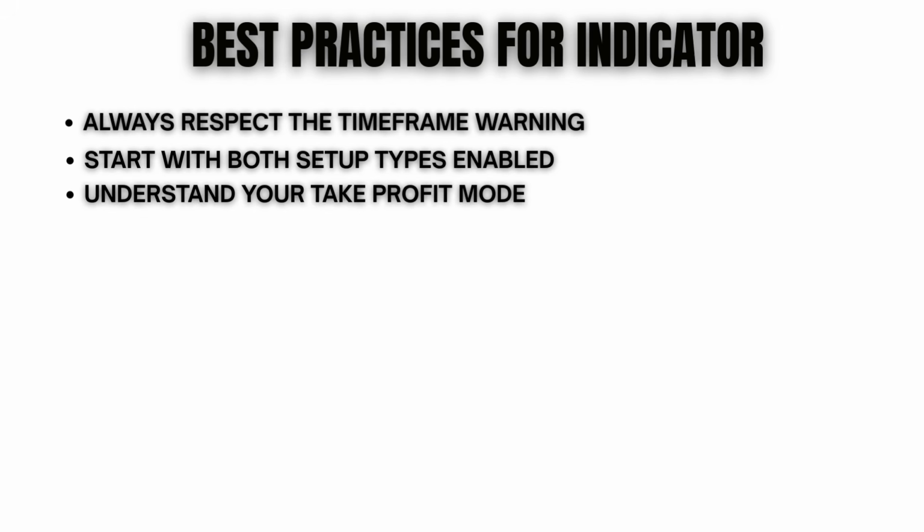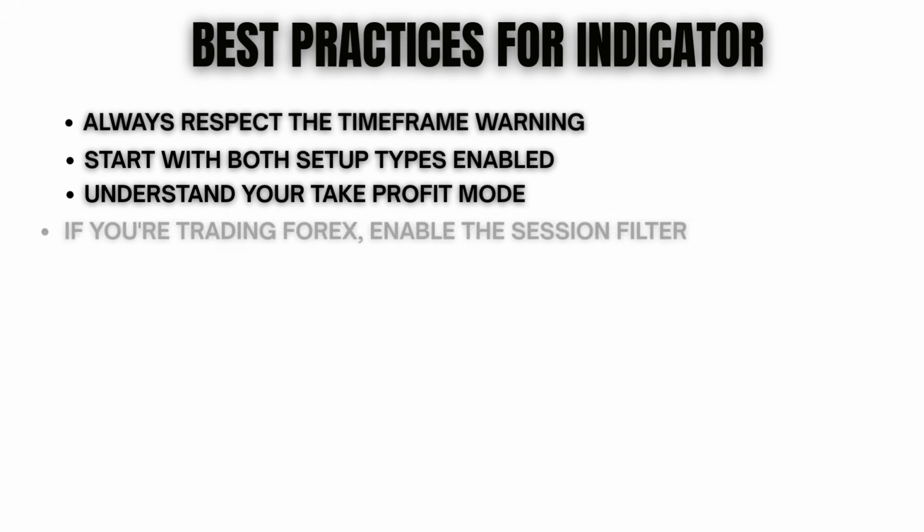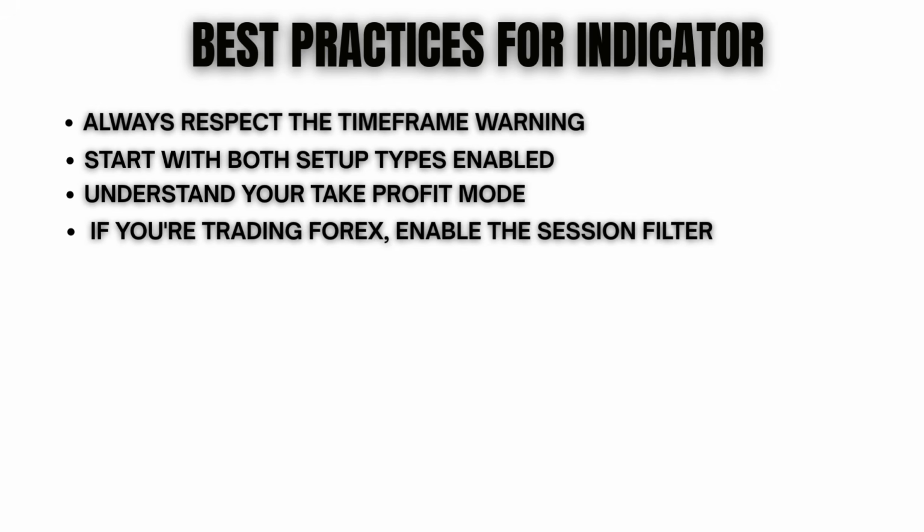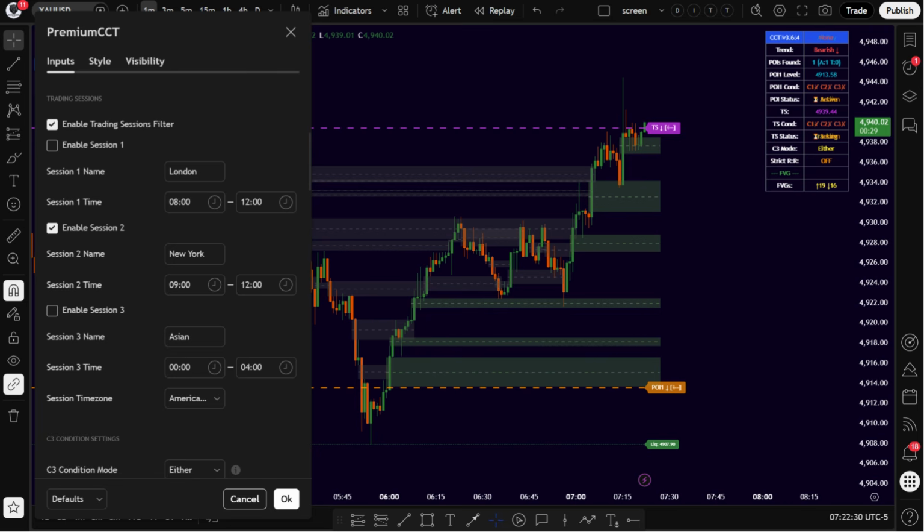Third, understand your take profit mode. Use dynamic TP for trending markets because it targets actual liquidity levels. Switch to fixed RR for ranging markets, where dynamic targets might be too ambitious. Fourth, if you're trading Forex, enable the session filter. Avoid low liquidity hours outside major sessions. Focus on major session overlaps like London, New York for the best price action.